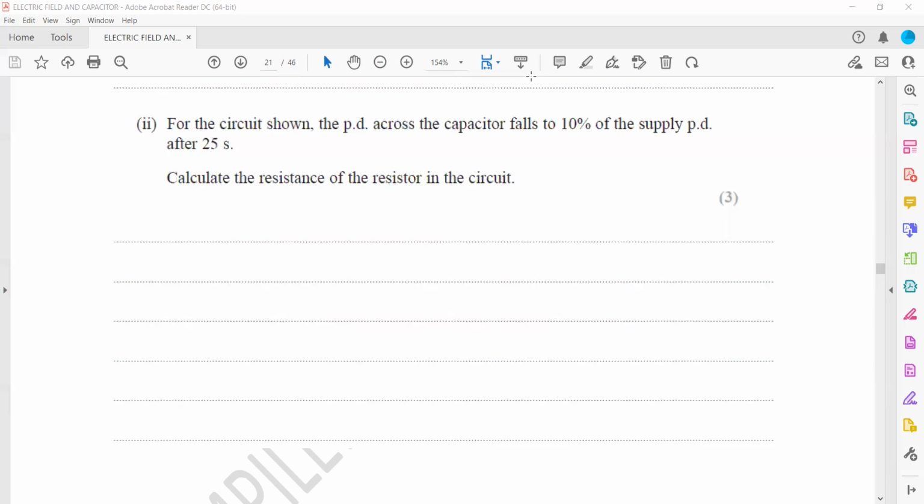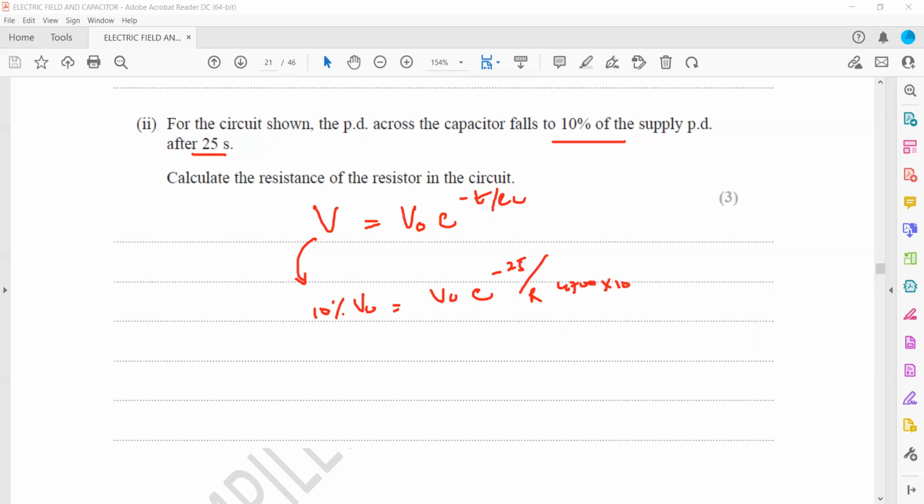For the circuit shown, the potential across the capacitor falls to 10% of the supplied potential after 25 seconds. Calculate the resistance. So we have the formula V equals V naught e raised to the power minus t over RC. 10% is what is left, so V is 10% of V naught, equal to V naught e raised to the power minus t, where t is 25, R we don't know, and the capacitance is 4700 micro.